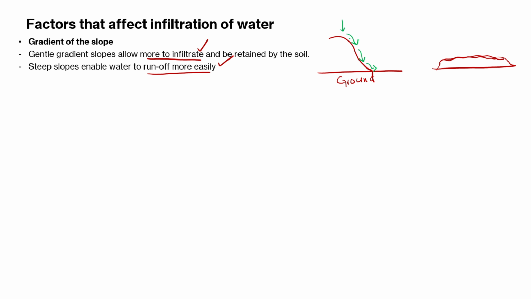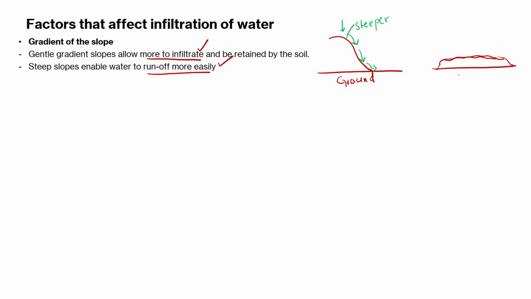So if we have got a steeper gradient, we are promoting more surface runoff, because basically the water does not have time to sink into the ground. The water does not have time to infiltrate into the soil. It is because it is actually being moved by the gradient.